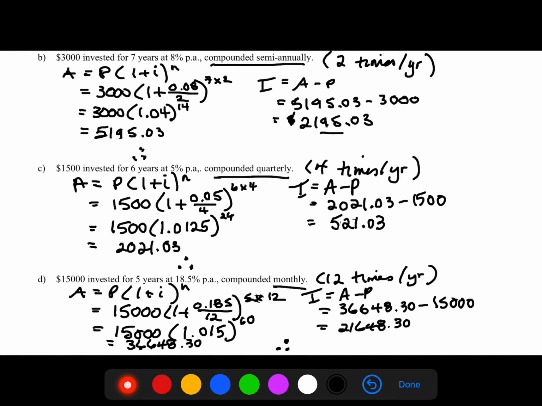taking away 15,000 means that we have $21,648.30 in interest. And again, in our therefore statement, we're going to state, therefore the amount was $36,648.30 with interest of $21,648.30, making sure we have our 2 decimal places and our dollar signs.